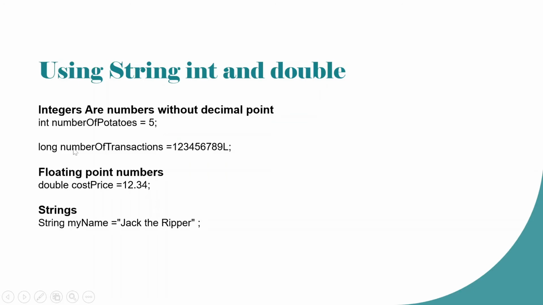When we declare long numbers, these are the bigger numbers, we use a type long. The name of the variable here would be number of transactions equals. Now notice we put a number followed by an uppercase L. So that's how Java recognizes this number is a long. Do not use lowercase l. The problem with that is it's very difficult to tell a 1 from a lowercase l with certain fonts.